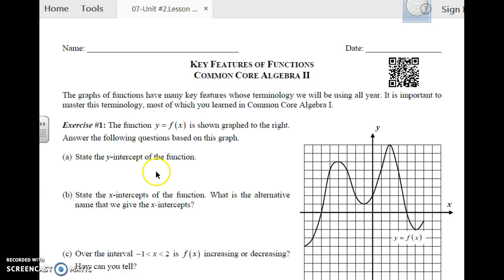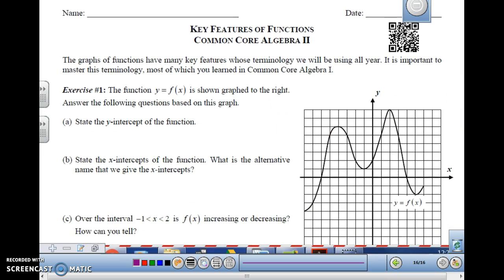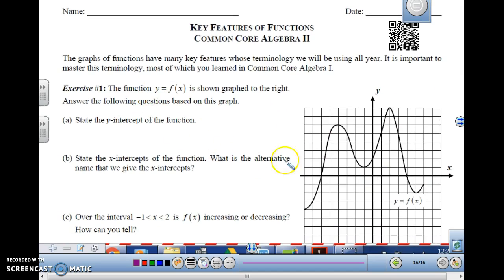This is Algebra 2, Unit 2, Lesson 7 on key figures of functions. What we're going to look at in this lesson is some of the terminology that we learned back in Algebra 1, so that everybody is on the same page when it comes to what different definitions are. Okay, so we have the function y equals f of x that is graphed over here. And let's look at the different parts of the graph that we can identify.